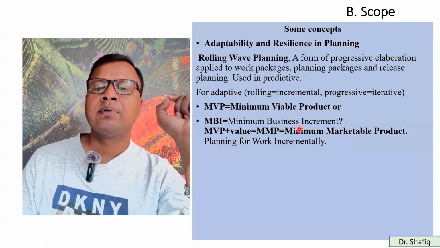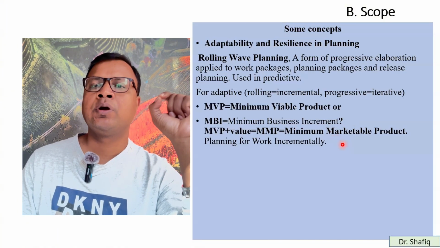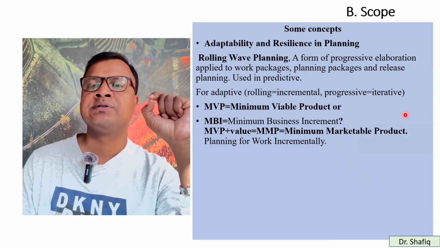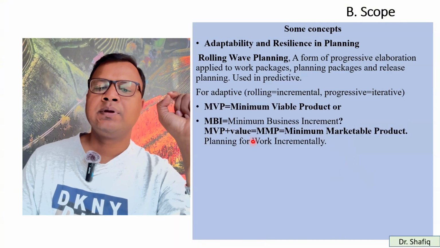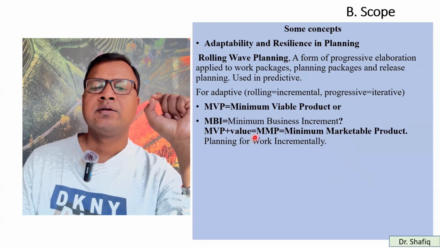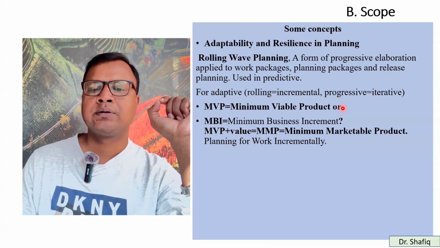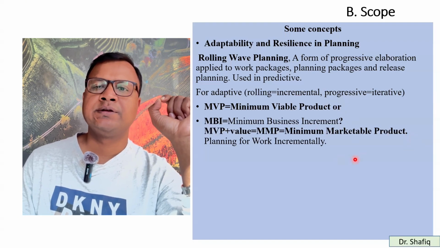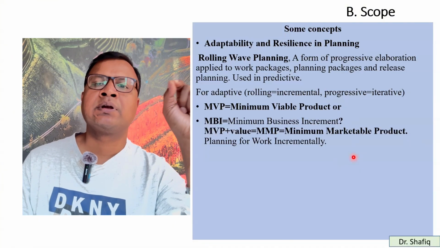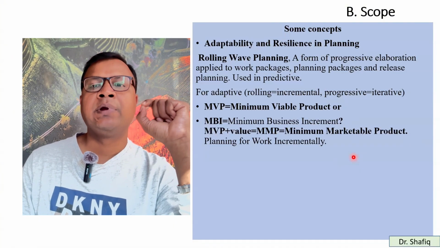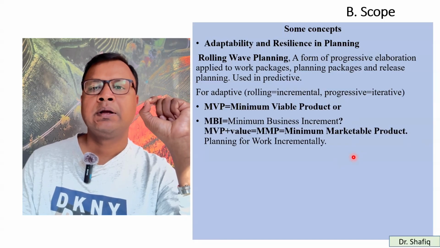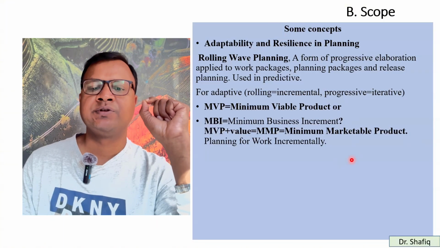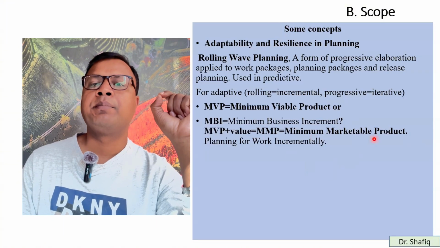So what is MBI? Minimum business increment. If you have a product and you are adding something of new value, then it will be a minimum business increment. With MVP, if you add some value to the minimum viable product, then it will be a minimum marketable product. A minimum marketable product is when you can sell something to the customer. You have added some value to the minimum viable product so that the customer is ready to buy it with at least minimum features. That's why it's called minimum marketable product.